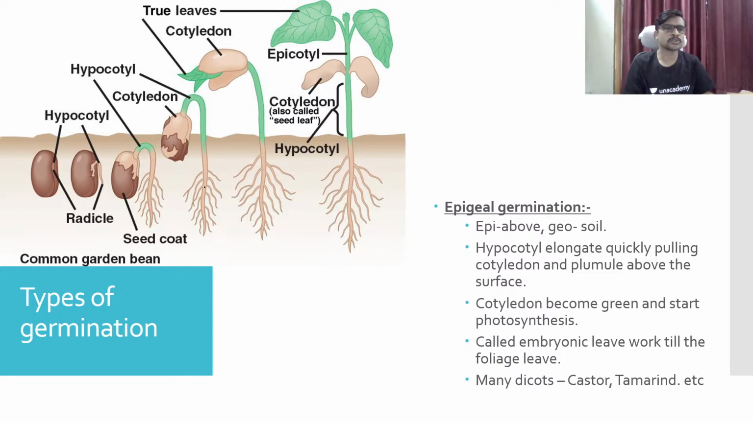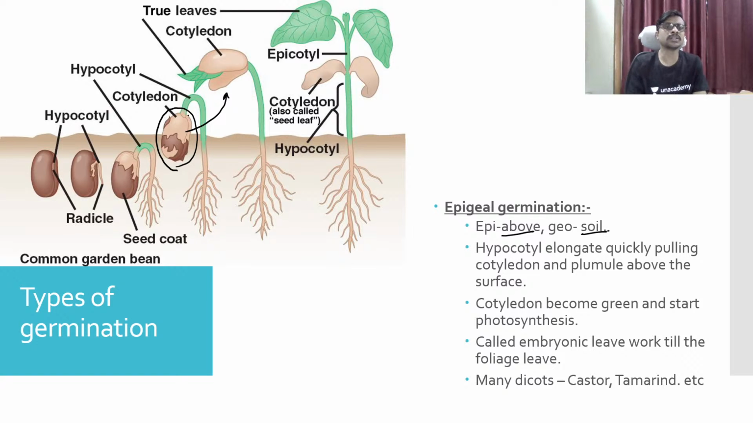Okay, so the second type of germination, or you can say the second style of germination, is epigeal. Ep means above and geal means soil. So in the last style the cotyledon was inside the soil, not coming out of the soil, but here you can see it is coming out of the soil.